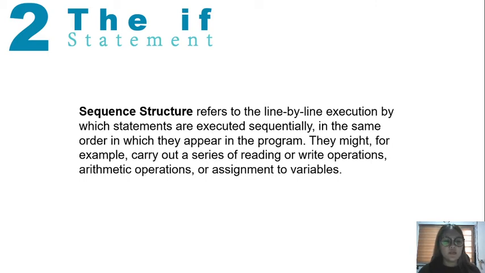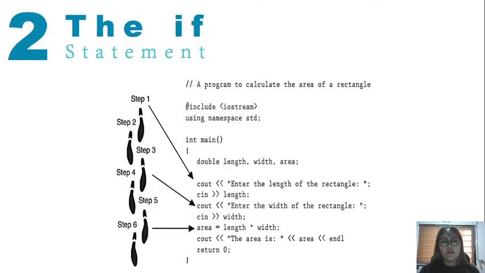So, let's proceed to topic 2, the if statement. The if statement has two structures. First is the sequence structure. The sequence structure refers to the line-by-line execution by which statements are executed sequentially in the same order in which they appear in the program. They might, for example, carry out a series of read or write operations, arithmetic operations, or assignment to variables. So, this is an example of the sequence structure.